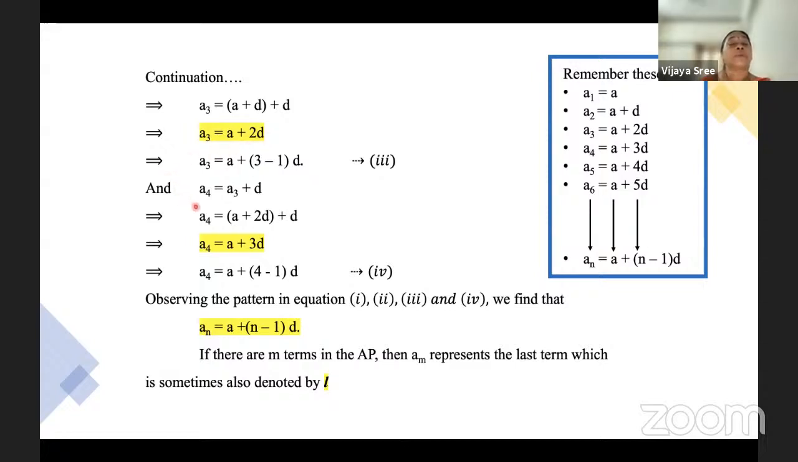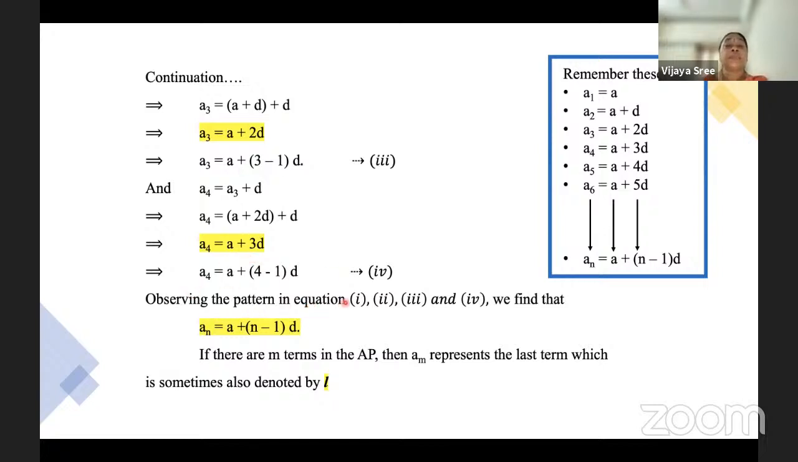And A4. What is A4? A3 plus D. What is A3? A plus 2D. So A plus 2D plus D. Remove the brackets, you get A plus 2D plus D, that is 3D. A4, the fourth term, is equal to A plus 3D. How will you get this 3? Term number minus 1. What is the term number here? 4 minus 1, into D. 4 minus 1 is 3. That is A plus 3D.